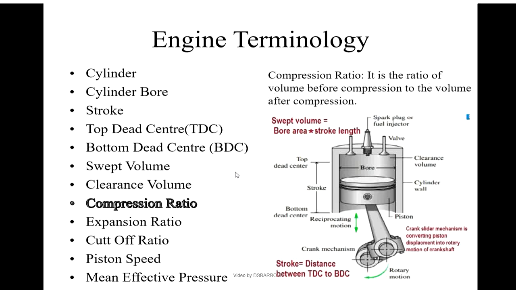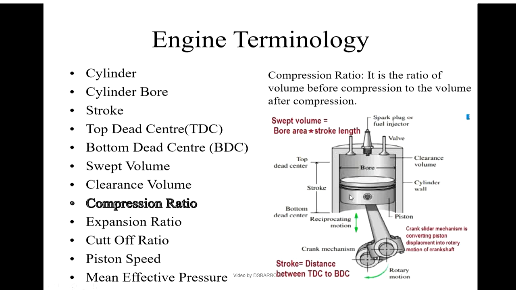Next definition, compression ratio. What is the meaning of compression ratio? It is the ratio of volume before compression to the volume after compression. So, what is the meaning of compression first? Compression means that by applying force, if the substance changes its volume or density, then it is called compression. Yes, reduction in volume means compression.